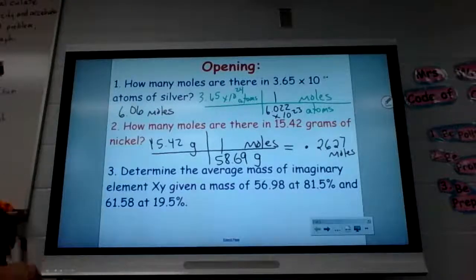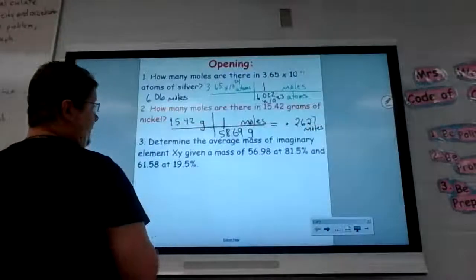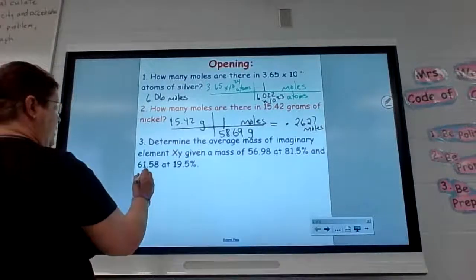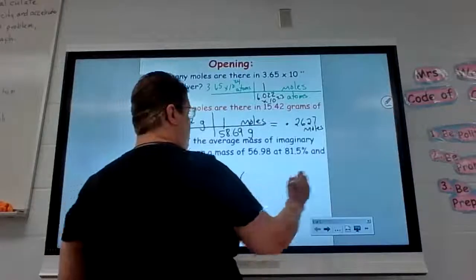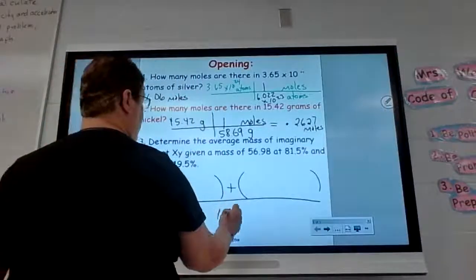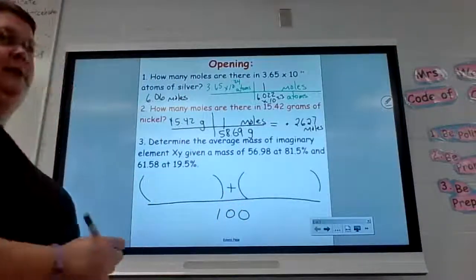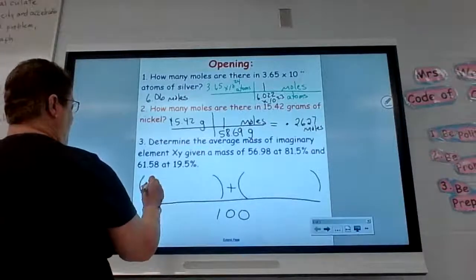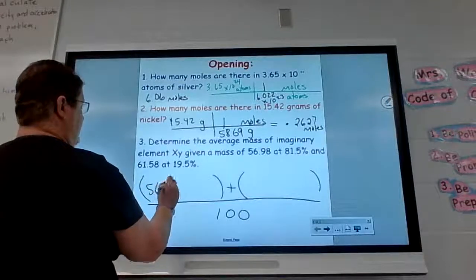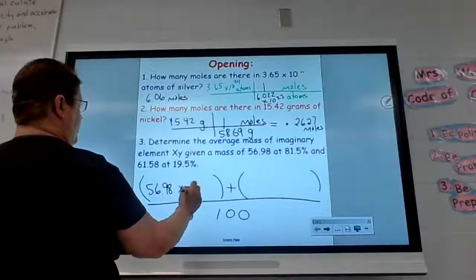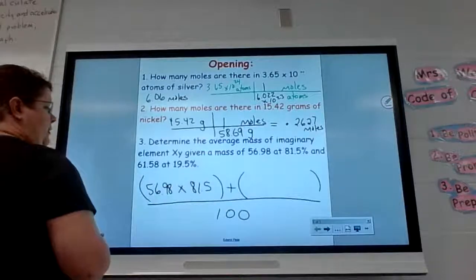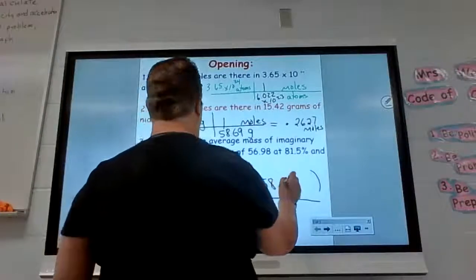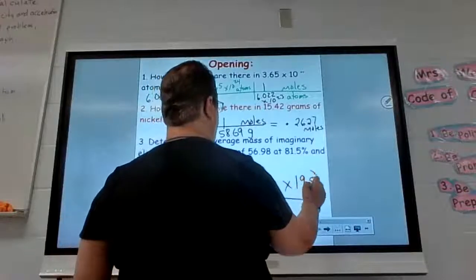All right, so the last one, we're going to change and find average atomic mass. So how many isotopes do I have? 2. So I need 2 sets of parentheses. You add them. Yes. All right, so my first parentheses would be the mass of 56.98 times the percent abundance, which is 81.5. The second isotope has a mass of 61.58 times the percent abundance, which is 19.5.